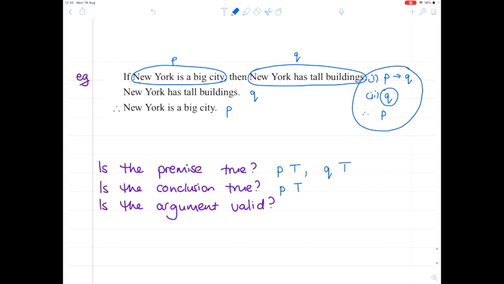So hopefully these two examples will have convinced you that there's a difference between truth and validity. And if someone is making an argument, it's worthwhile spending some time thinking about whether their argument is valid or invalid, and then also thinking about whether their conclusions are true or not, because these things are not necessarily connected.